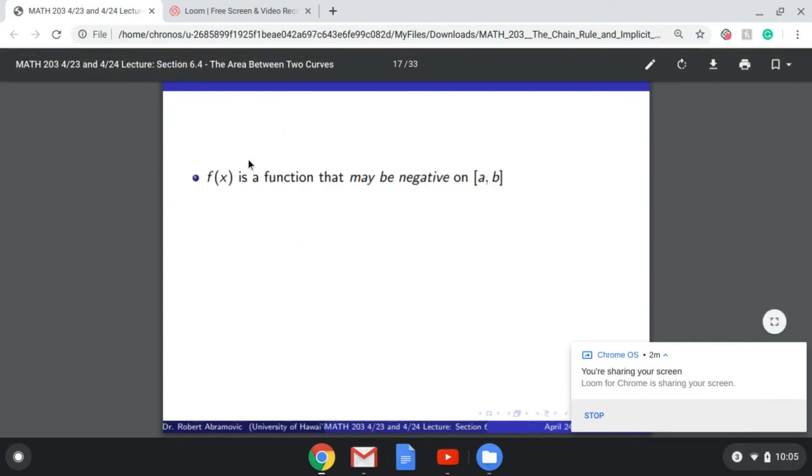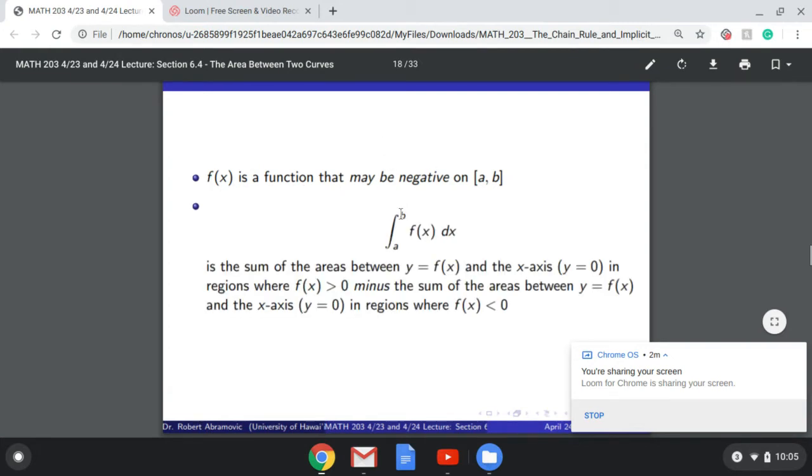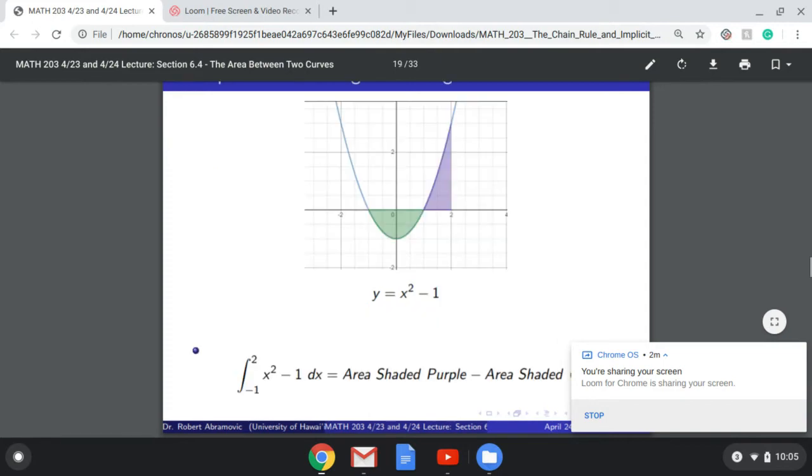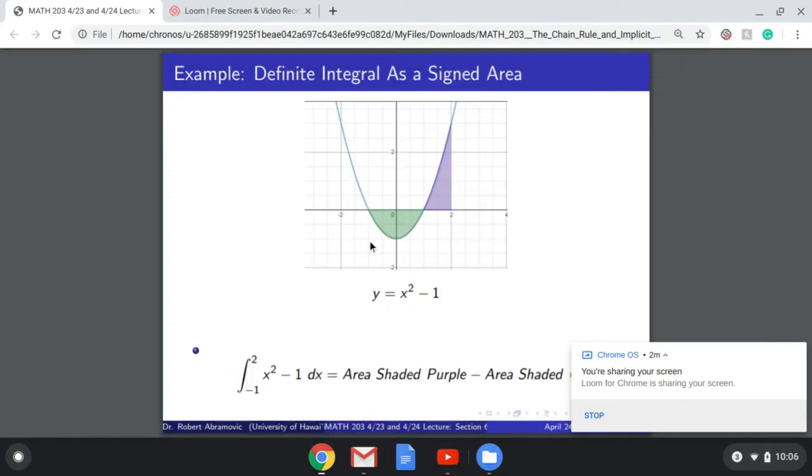Now, let's go into the next section. That's about a function that may be negative on an interval. This definite integral is the sum of the areas between y equal to f of x, the graph of the integrand, and the x-axis in regions where the integrand is positive, minus the sum of the areas between y equal to f of x and the x-axis in regions where the integrand is negative. So here's an example, y is equal to x squared minus 1.